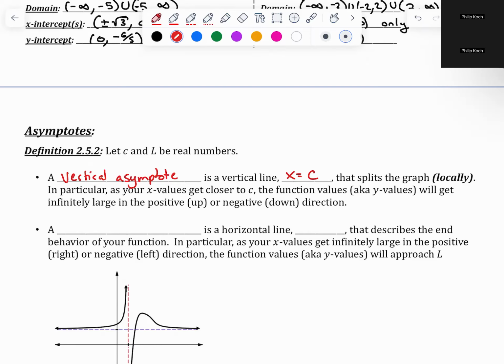So they are a vertical line that splits the graph locally, so where we can see it usually. In particular, as your x values get closer and closer to c from either the left or the right, you'll see that the function values, the y values, will get infinitely large in either the positive up direction or the negative down direction, because your y values go up or down. Now, as an important little aside, something to remind ourselves is that if we have a number divided by a big number, this will be approximately 0, versus a number divided by a small number equals a big number.